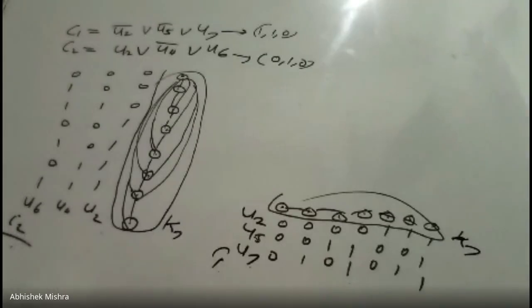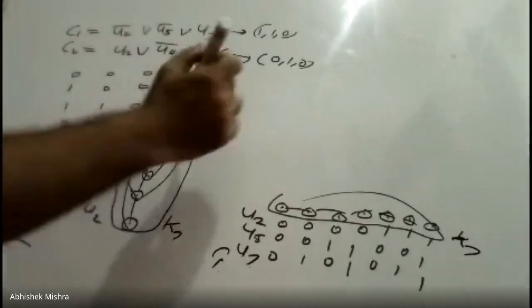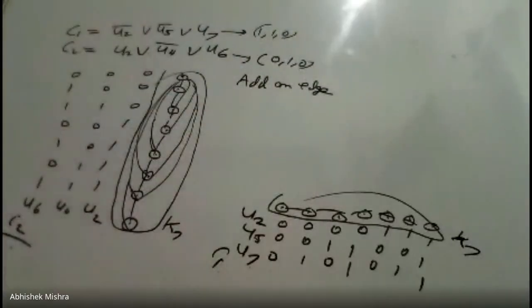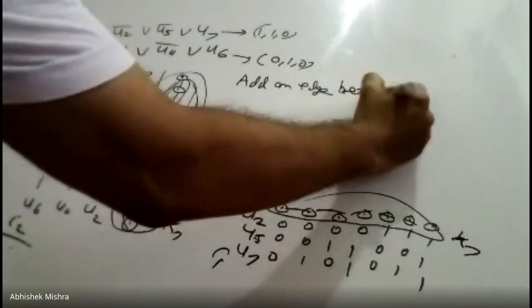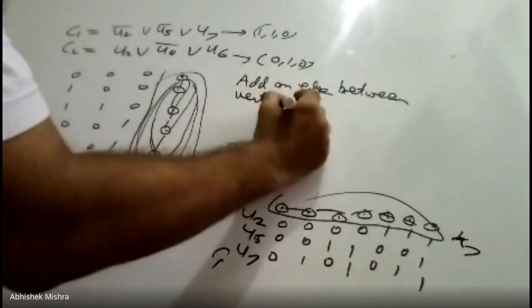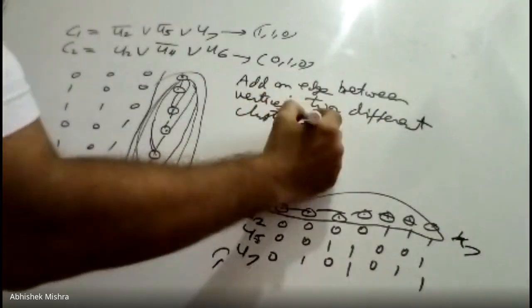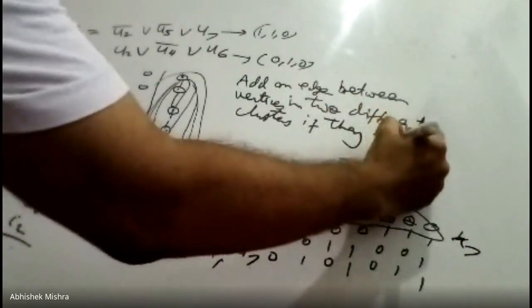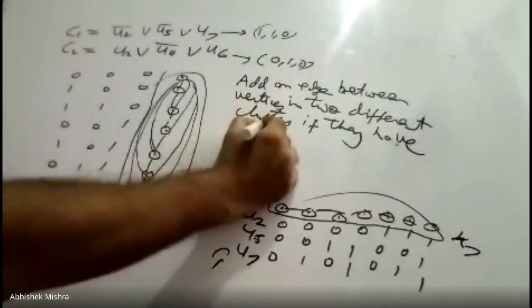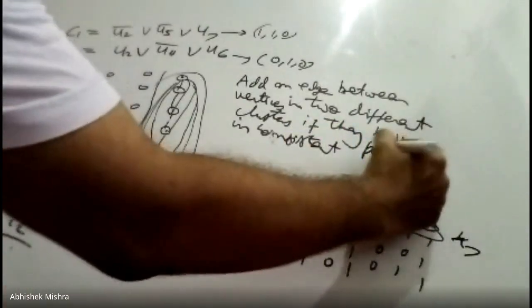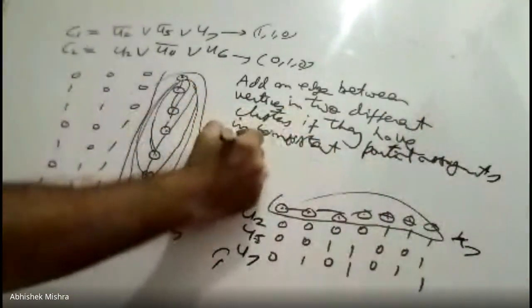Now the rule is we put an edge between two vertices of G if they correspond to inconsistent partial assignments. So the rule is: add an edge between vertices in two different clusters if they have inconsistent partial assignments to the variables.